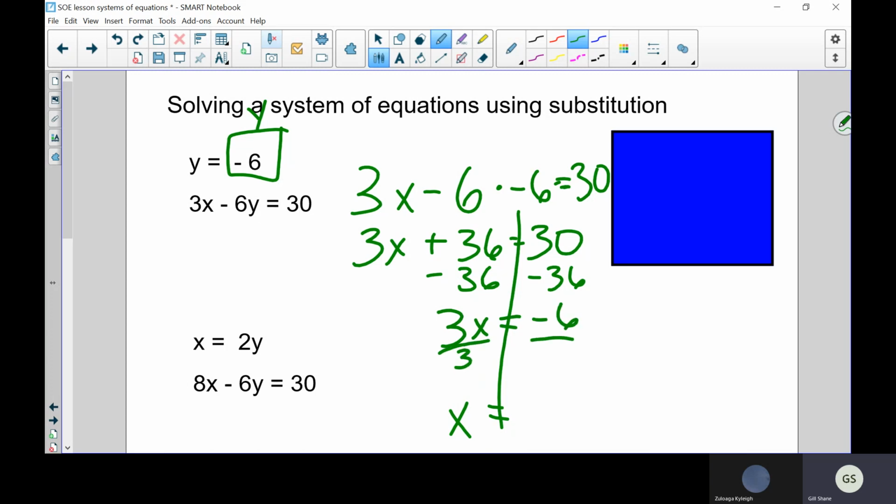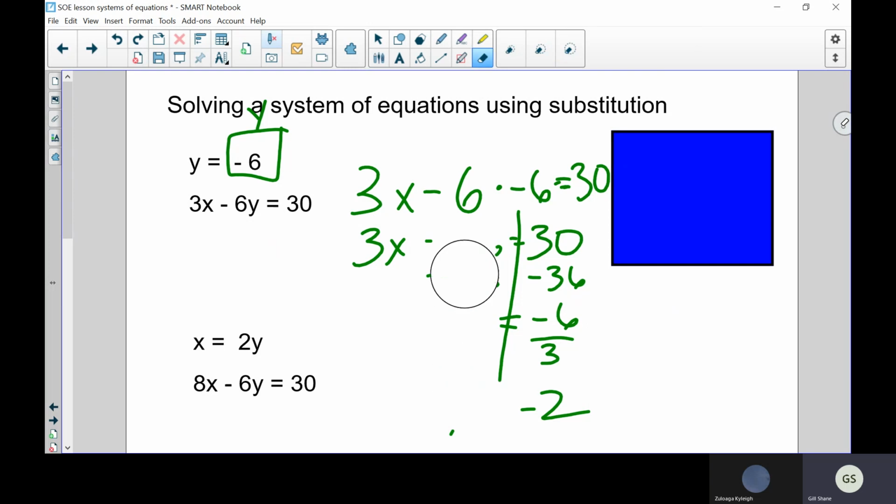Last step is division, divide by 3, divide by 3. X is -2. I do not have to solve for y in this because they already told me what y was. They said y is -6. We gave you that right up front. So in this one, we didn't have to solve for the other variable because we already knew what it was. Every other problem, if you don't know the other variable, you have to go back and solve for it, like the next one.